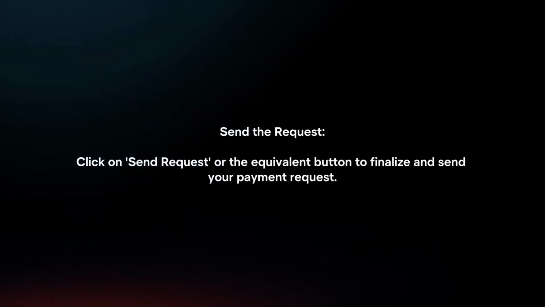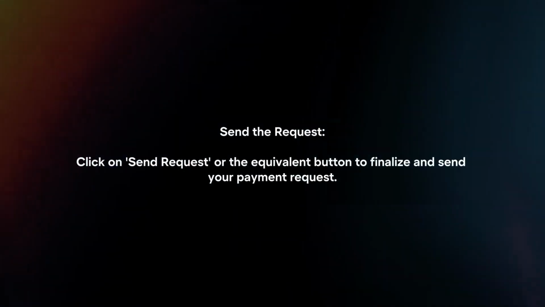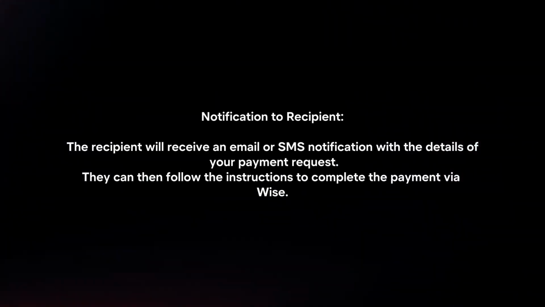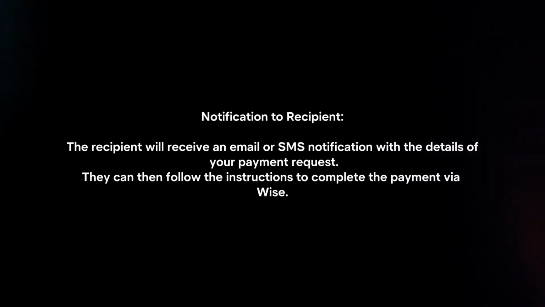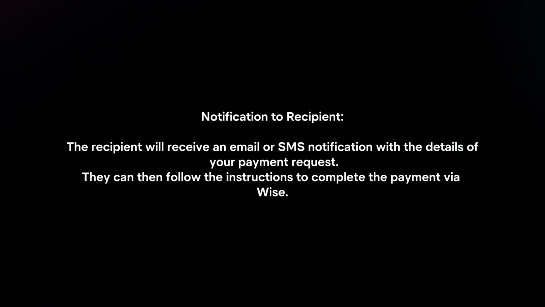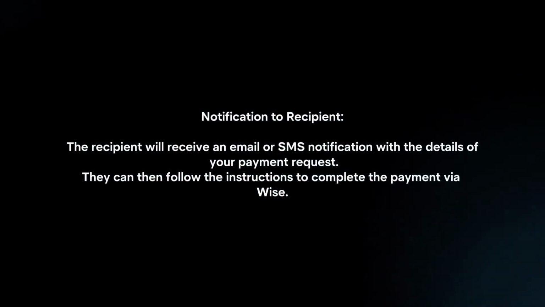Send a request. Click on Send Request or the equivalent button to finalize and send your payment request. Notification to recipient. The recipient will receive an email or SMS notification with the details of your payment request. They can then follow the instructions to complete the payment via Wise.